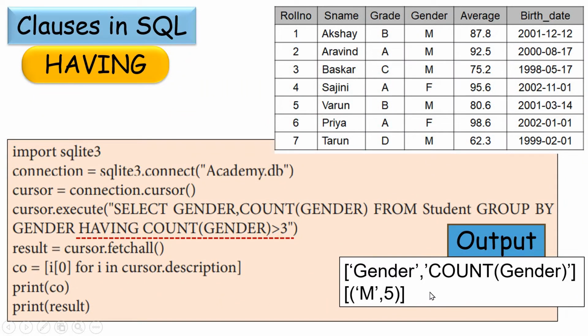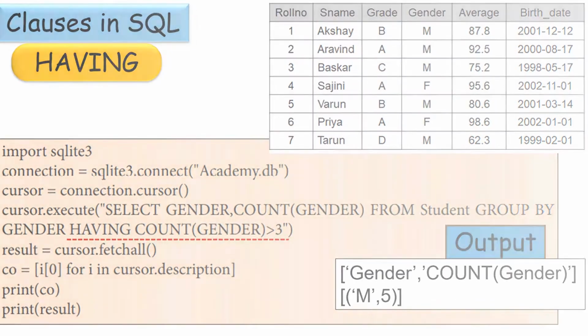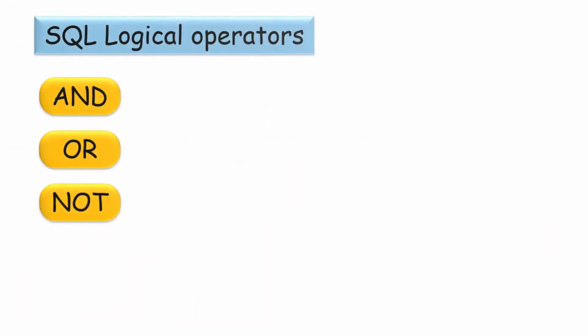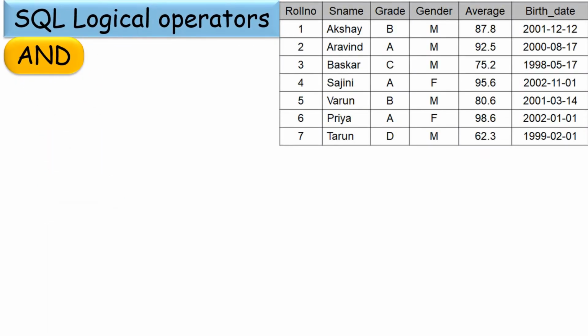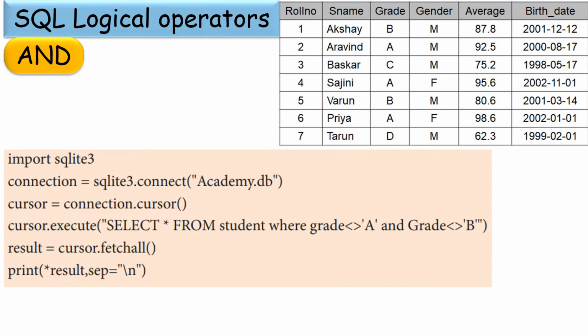M, 5 is displayed. Next, we will see the logical operators in SQL. There are three logical operators, and, or, and not, which can be used in the condition of the where clause. For example, select asterisk from student where grade not equal to A and grade not equal to B.